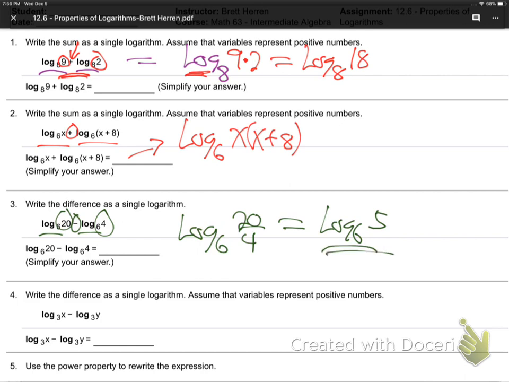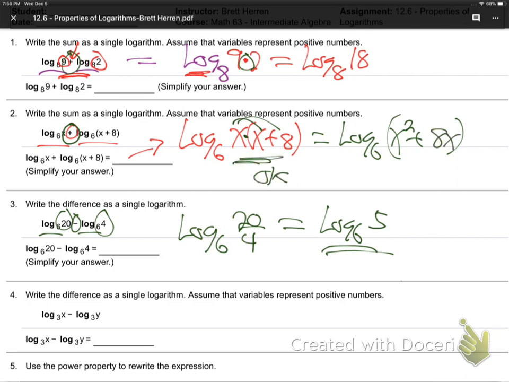That's our answer. So basically, adding for 2 logs becomes multiplication for 1 log. If you want, you could multiply these. It doesn't matter. Back on this one right here, you could have said x squared plus 8x. It's good either way. You don't have to do that. If you leave it this way, it's okay, or this way, it's okay. Either one's okay, because this means times, right?